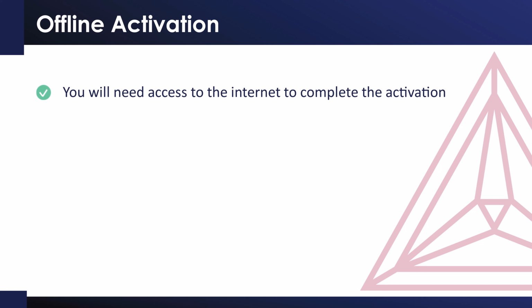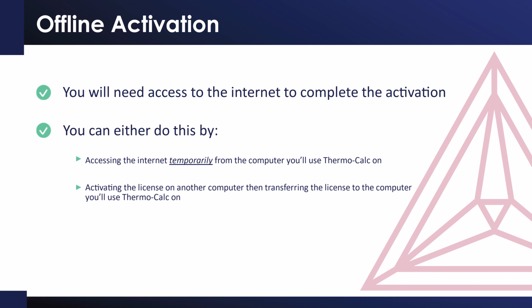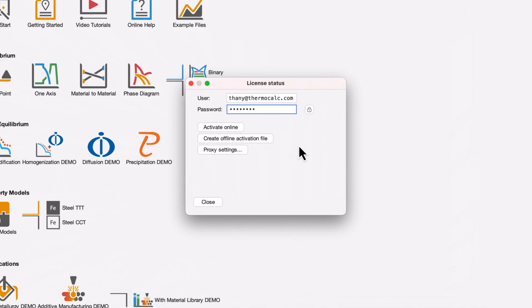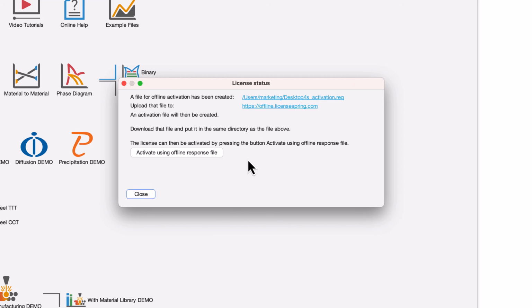For users who need to create an offline activation file, you will need access to the internet to complete the activation. You can either do this by accessing the internet temporarily from the computer you'll use Thermo-Calc on, or activating the license on another computer, then transferring the license to the computer you will use Thermo-Calc on. I'll cover both in this video. Start on the computer you will use Thermo-Calc on. Click Create Offline Activation File. The window will expand with instructions on what to do.